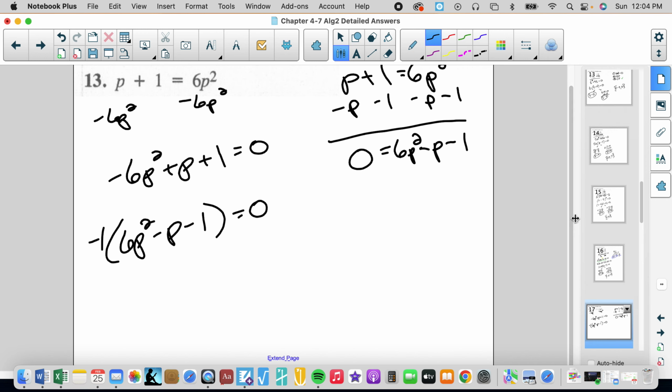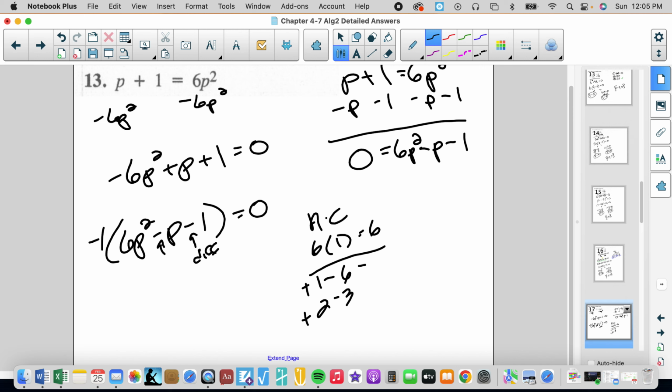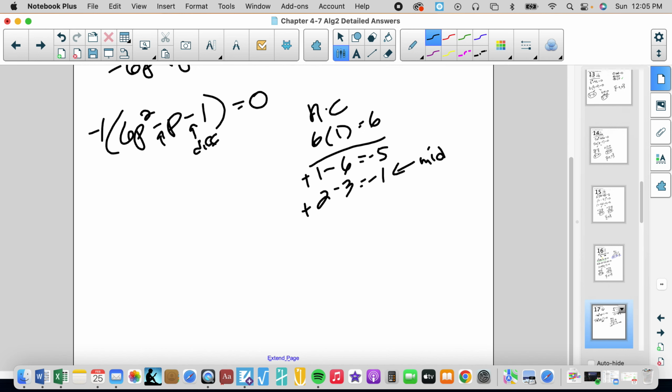So we're still going to factor 6p squared minus p minus 1. My a times c: my a is 6, my c is 1. Factors of 6 are 1 and 6, 2 and 3. Signs are different, and the bigger is negative. Negative 3, positive 2. That's my middle. So you have negative 1 out here. 6p squared plus 2p minus 3p minus 1 equals 0.